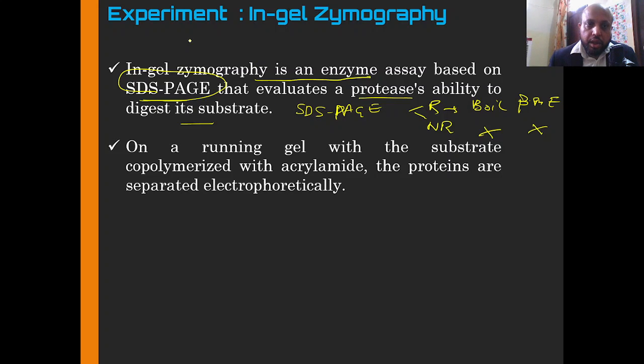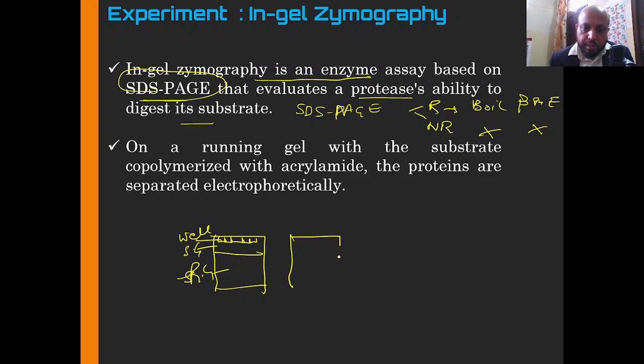The other variation in in-gel zymography is, let me draw here. So let's say in a typical gel you have these wells, right? These are your wells. This is your stacking gel, and this is your separating or resolving gel. Now in this case, you cast a whole gel like this, means there is no pH variation. So this is a whole resolving gel, and then there are wells like this. Both of these are your SDS-PAGE.